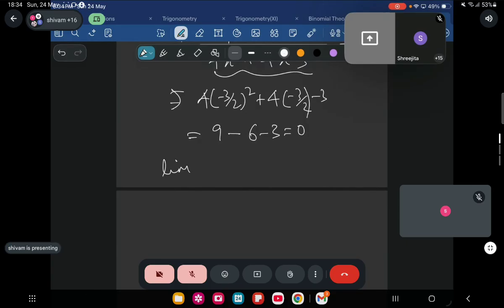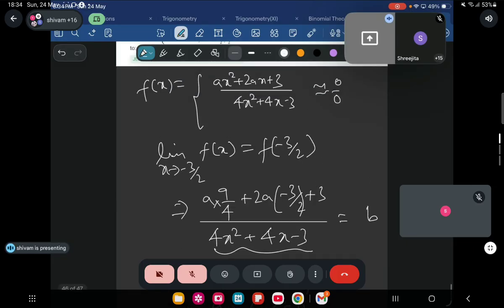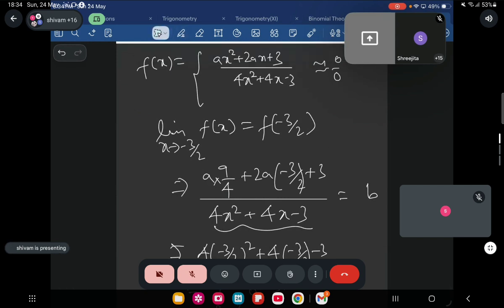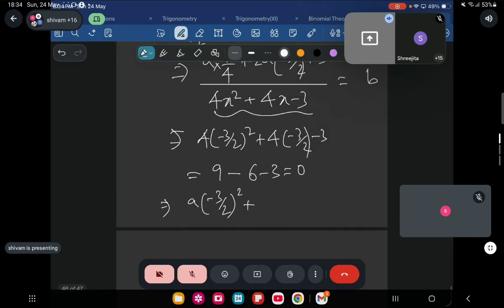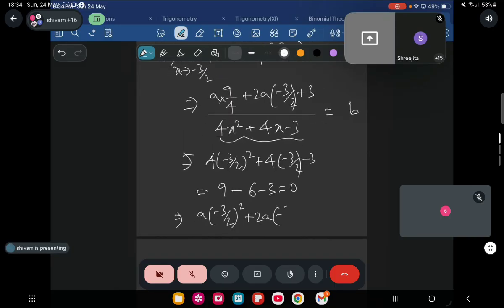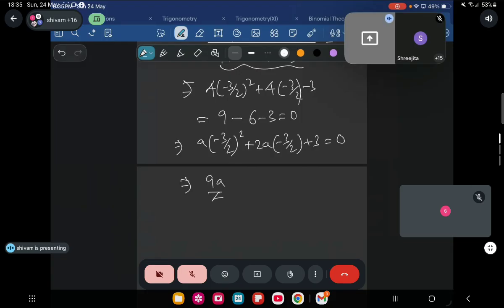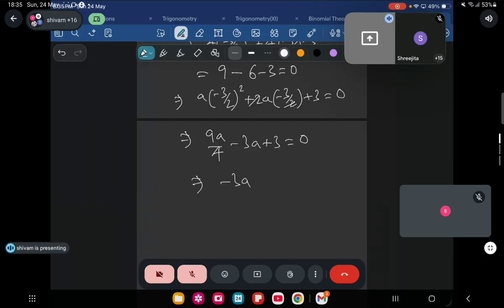So limit. So a into minus 3 by 2 whole square plus 2a into minus 3 by 2, that is this expression, should be equal to 0. Minus 3 by 2 plus 3 should be equal to 0. So over here what do we get? 9a by 4, 2 gets cancelled. Minus 3a plus 3 should be equal to 0. This will give us minus 3a by 4 must be equal to minus 3. This implies, everyone got a equal to 4. Tell me, a is equal to 4.